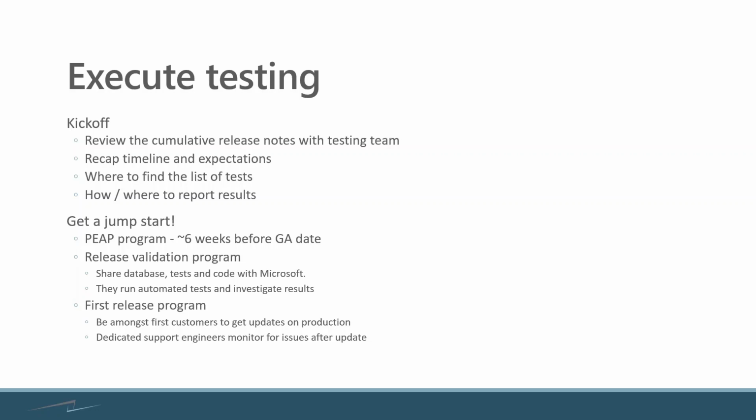Another one that you can do is the release validation program. In this one, you basically share your database, you share your code with Microsoft, and you have to write some of the automated tests for your system, and you share that with them as well. And they will actually run those automated tests against the system, and if there's any issues, they will take on investigating the results of that.